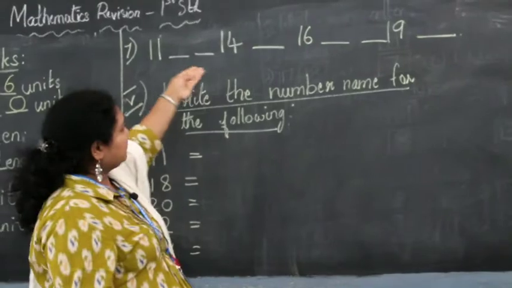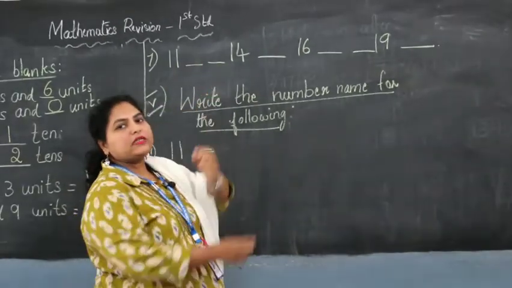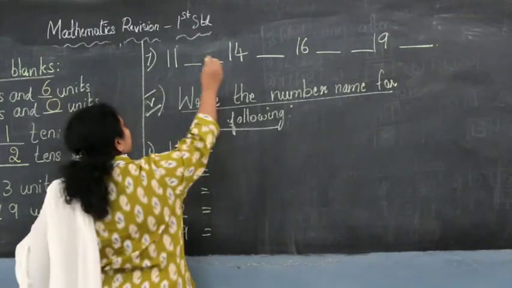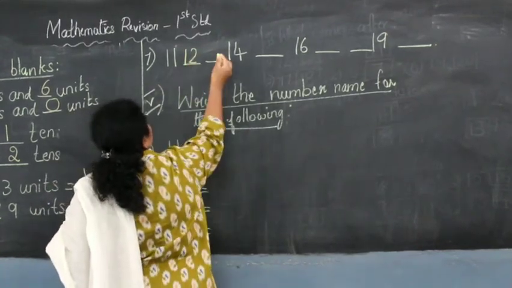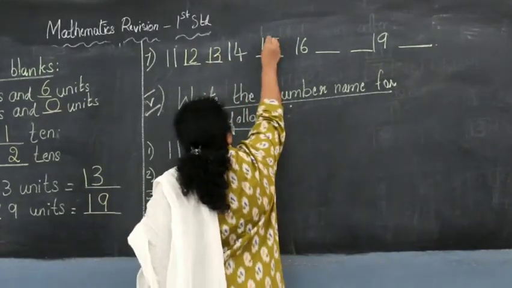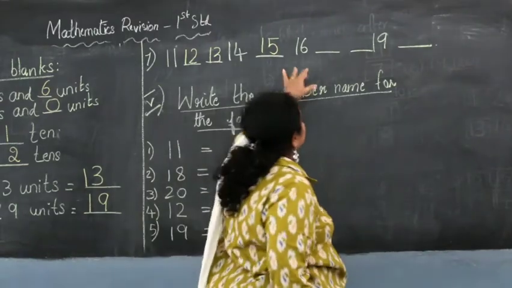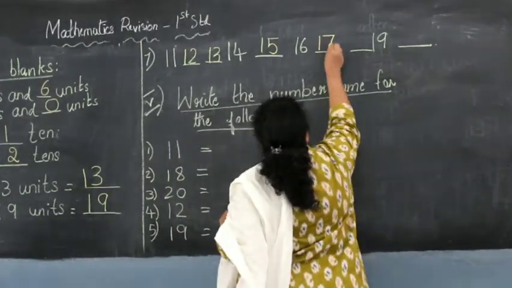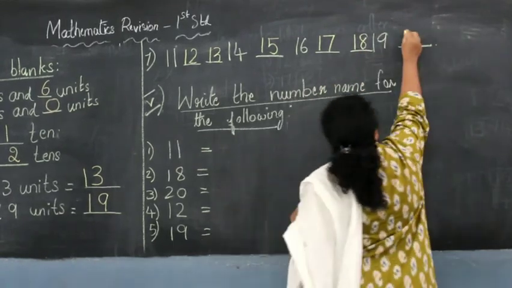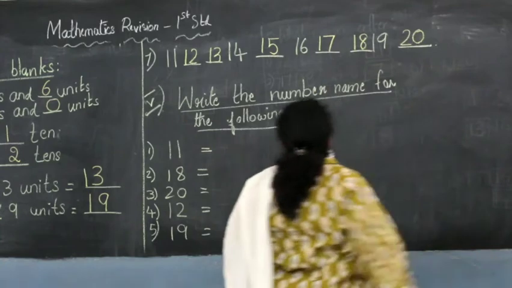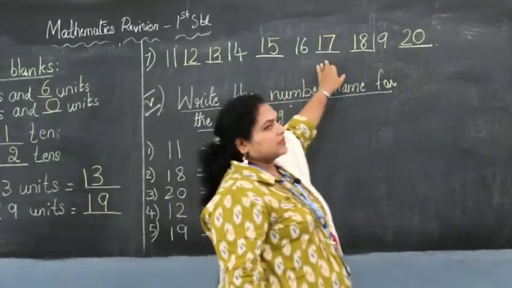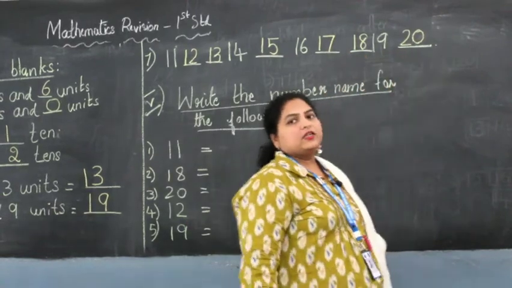The next one, we have fill in the missing numbers. So the same thing, fill in the blank. From 11, whatever number has to come next, you are going to fill it up. 11, what comes next? 12, 13, 14, 15, 16, 17, 18, we have 19 here, then 20. Okay children, so 11, 12, 13, 14, 15, 16, 17, 18, 19 and 20.